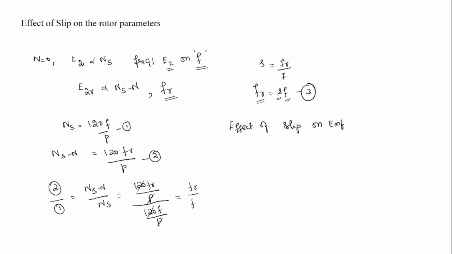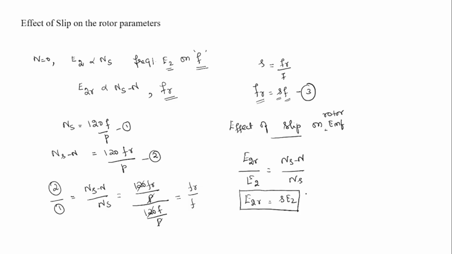on rotor EMF. As we have already discussed, under standstill condition E2 is proportional to ns. Under rotating condition, E2R is proportional to ns minus n. If we divide these two, we'll get E2R by E2 is equal to ns minus n divided by ns. So again E2R is equal to s times E2. The EMF induced in the rotor under rotating condition will be equal to s times the EMF induced in the rotor under standstill condition. Now we'll see the effect of slip.